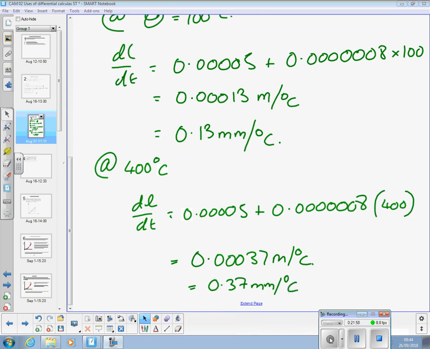okay? So find the rate of change, and then if we want to know what that rate of change is, find the differential, which is the rate of change. So we differentiate and then plug in the values to find the value of that slope or differential at a given point.